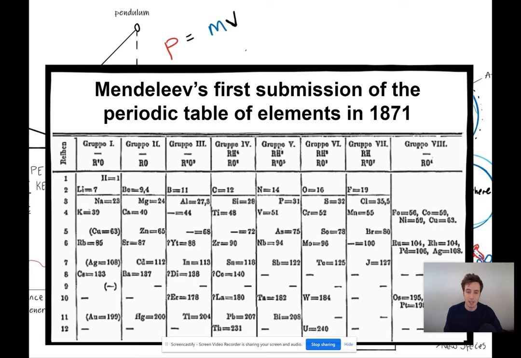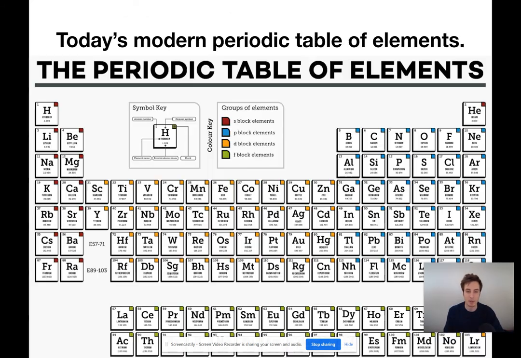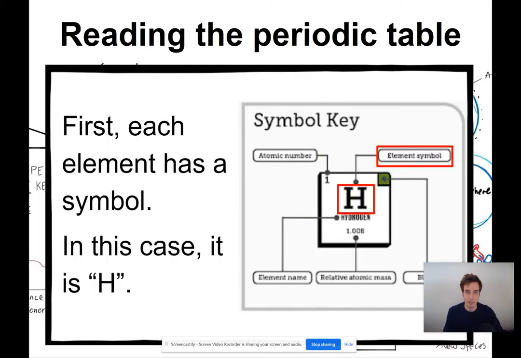His reorganization of the known elements was a simple way to show the relation between elements and their properties in a visual way. When Mendeleev organized the elements from lightest to heaviest, it showed elements periodically have similar characteristics. This is why it's called the periodic table. When new elements were discovered, they were added to Mendeleev's table to make today's periodic table of elements. So we're going to look at reading the periodic table now.